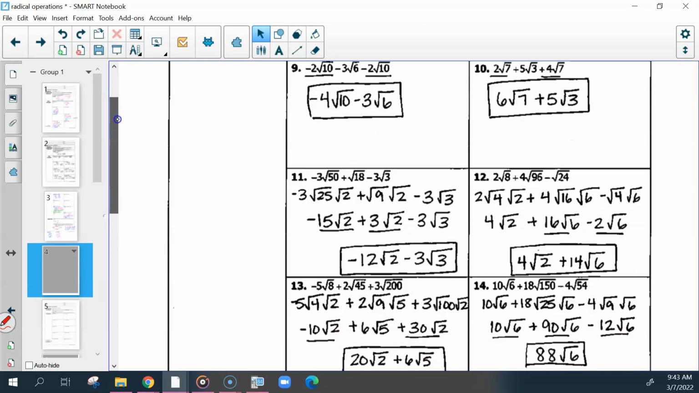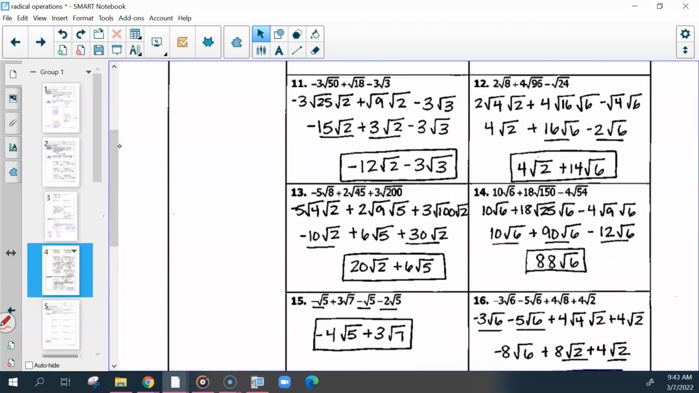Number 11. Final answer, negative 2 times the square root of 2 minus 3 times the square root of 3. If you switch that, that's okay. Number 14 was 88 times the square root of 6. You were able to simplify or combine them all because they have the same radicand. What questions do we have on those two?